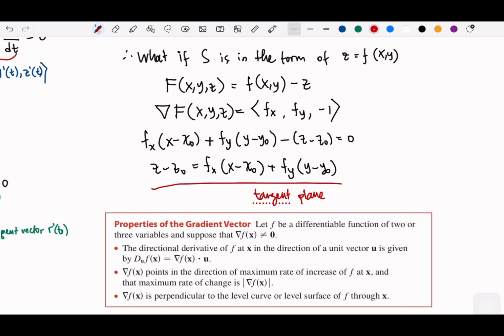And then del f will give the maximum rate of change if we use the magnitude of del f. And del f will be perpendicular to the level curve or level surface of f through x. This is a conclusion from the dot product. Because the dot product is equal to zero, it means the angle is perpendicular. Are there any questions about the conclusions from all the notes here?